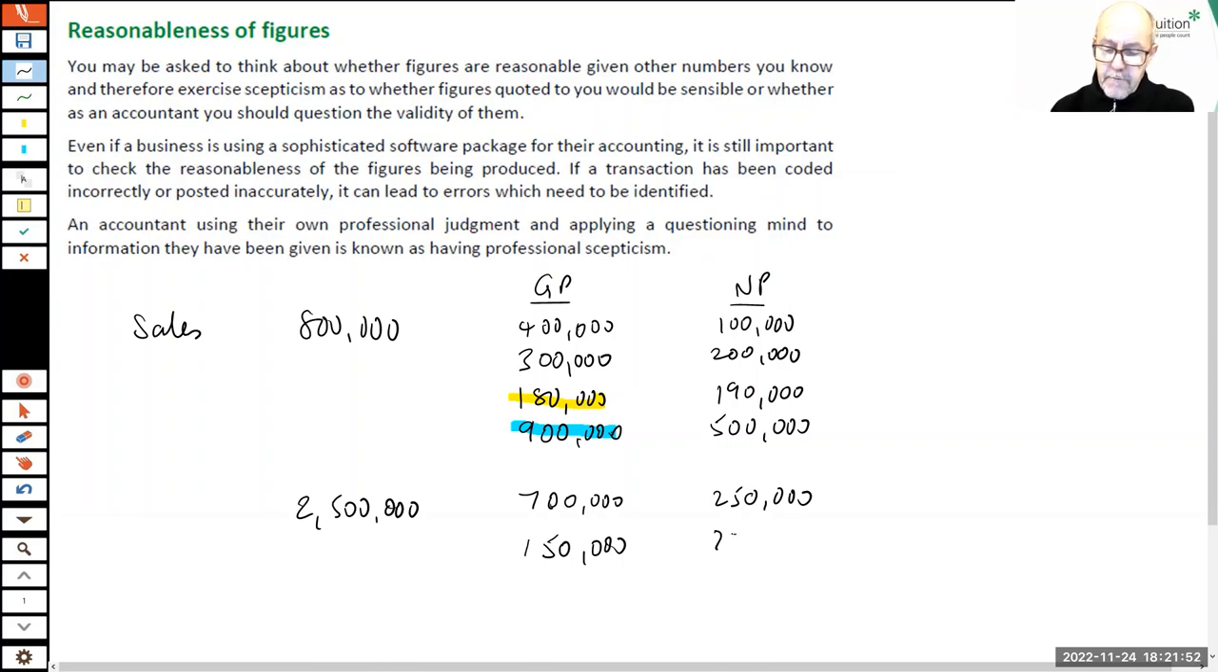Same net profit, but we report a gross profit of 150. Plainly, somehow or other, that can't be right, can it? Because we can't make a lot more net profit than gross profit. And a gross profit of 150 on 2.5 million, that equates to what, 6-7% gross profit? That's highly unlikely to be right. We're looking for figures that feel reasonable.